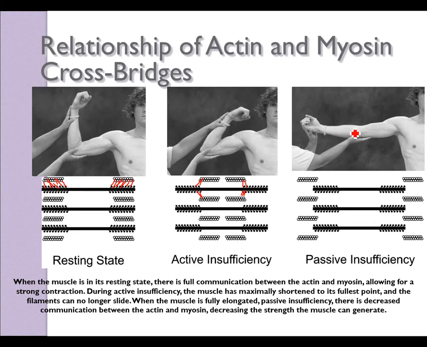And then the last one is passive insufficiency, and this is when your arm is all the way extended or in the longest position. Unlike active, where there's too much overlap and they can't reach, this time we have too little overlap, and they're not able to reach. So we still only have a couple myosin heads reaching the actin, and all the rest of these myosin heads can't reach any of the actin because it's too stretched out. So in this position, we're also very weak.